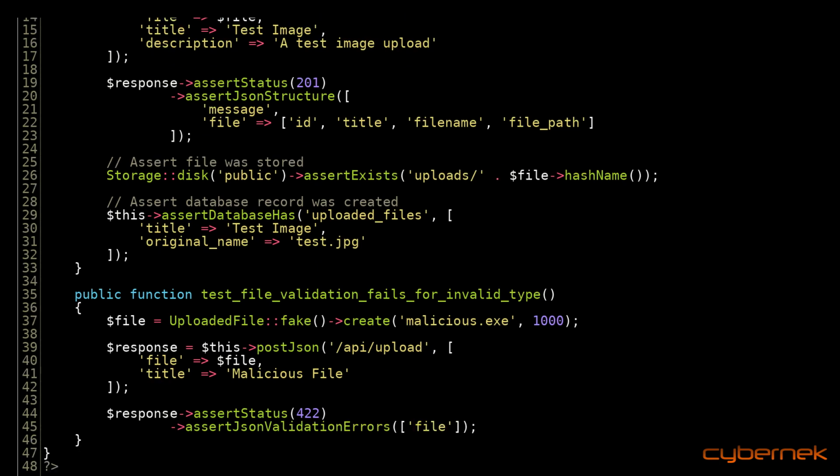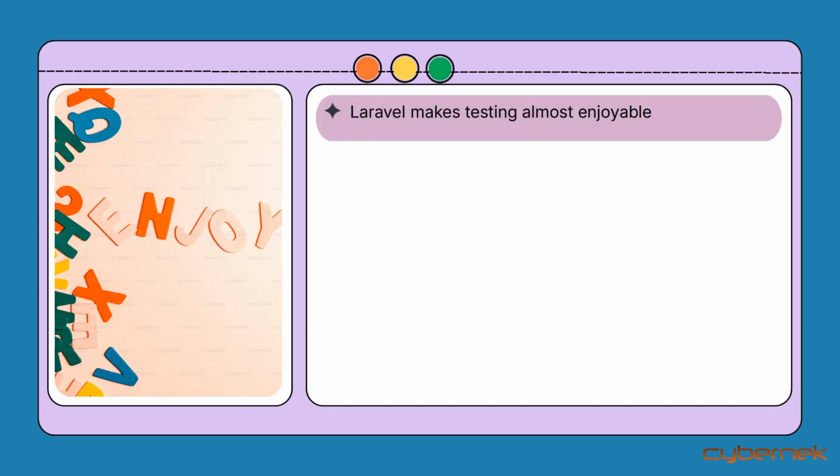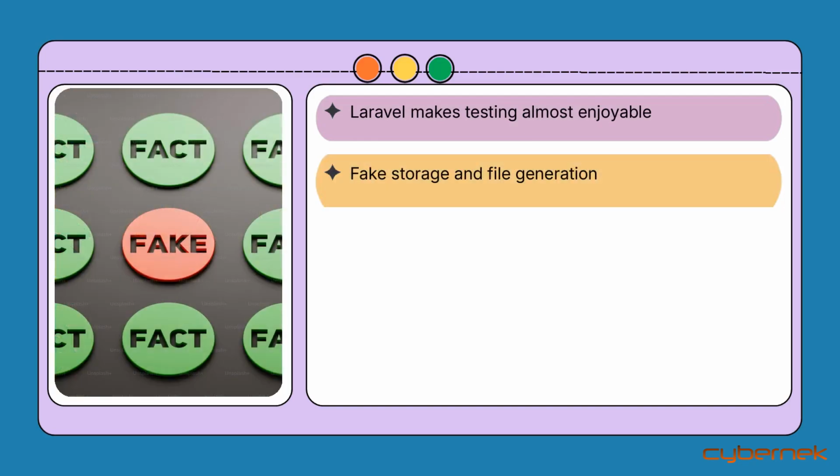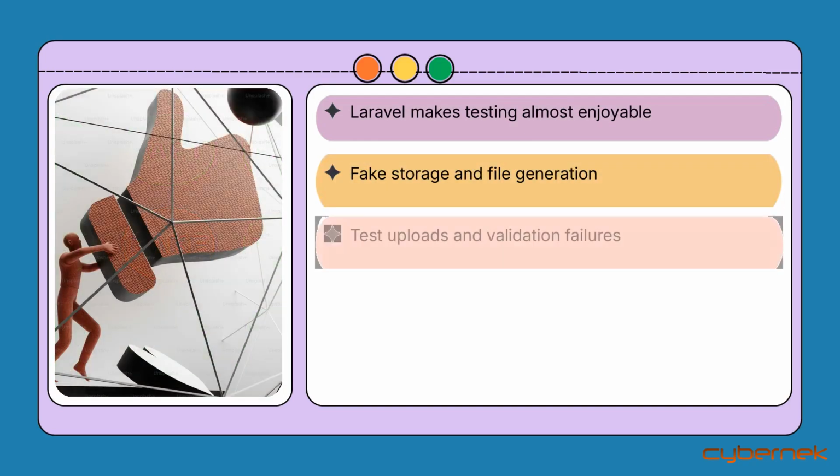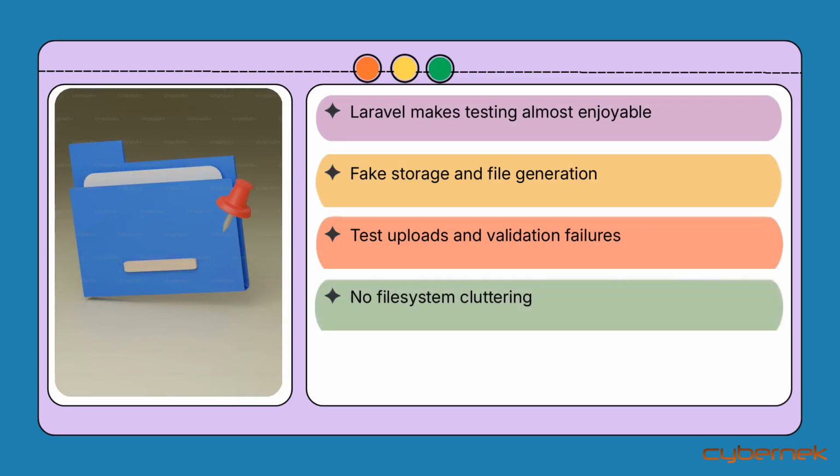The test_validation_type function creates a fake executable file with the .exe extension, sends an upload request, and asserts a 422 validation error status with file validation errors. Testing file uploads used to be a nightmare, but Laravel's fake storage and file generation make it almost enjoyable. You can test everything from successful uploads to validation failures without cluttering your file system.